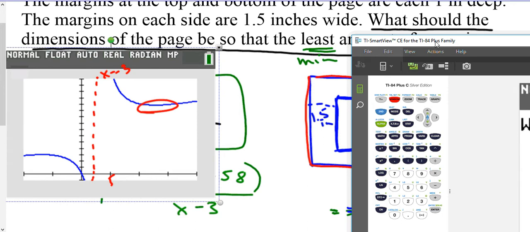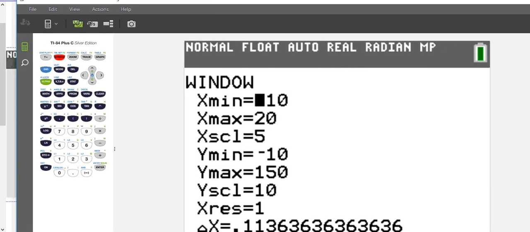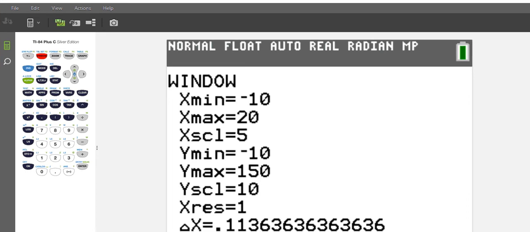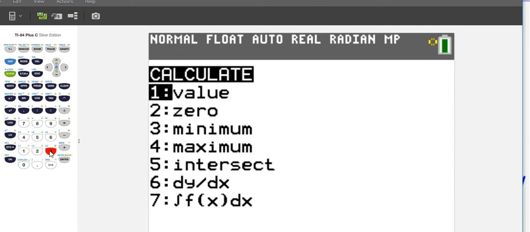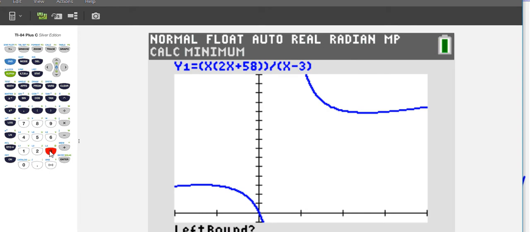So we are going to find our minimum. We go to second calculate, or second trace, and choose minimum, that's 3. We keep moving our cursor until we get to a point right where our minimum is. You can see where minimums occur when it's going from decreasing to increasing. I'm going to press enter right there, and I'll go over here.